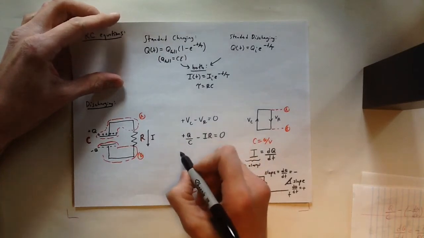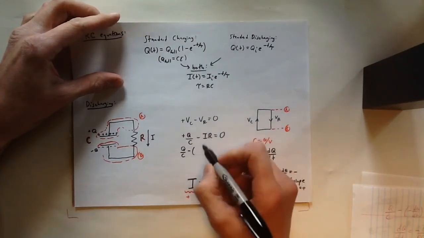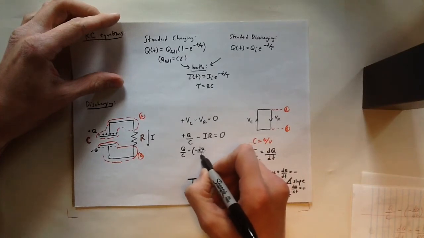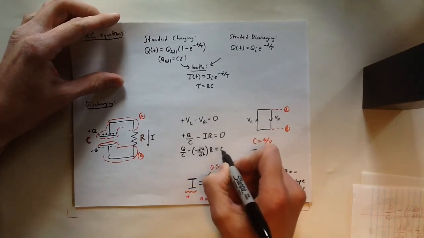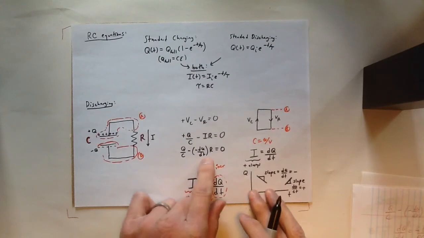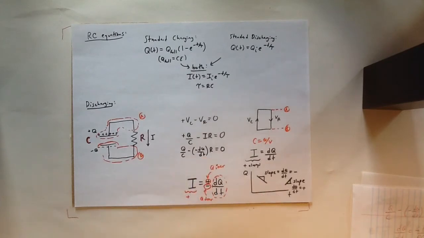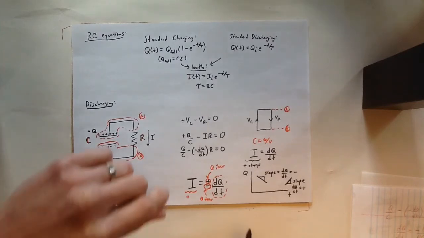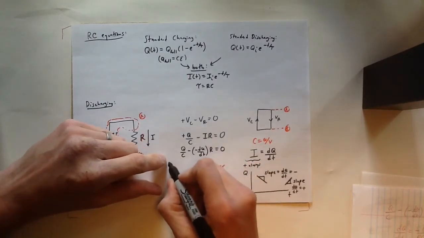So right now we're going to go ahead and plug in here. For I, we're going to plug in minus dq dt. And that right there is our equation we have to solve. Now this is what's known as a differential equation.